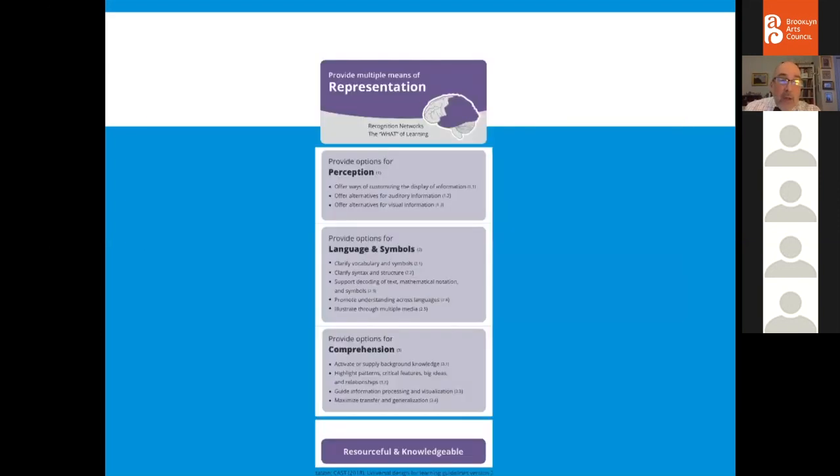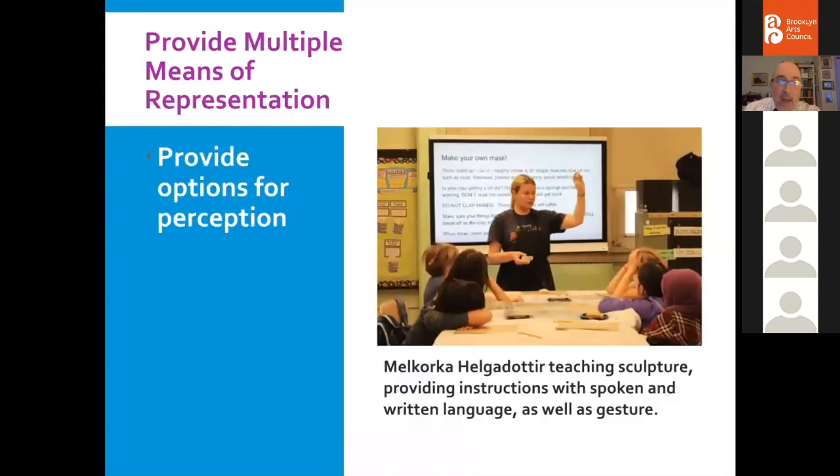Now we're going to look at the three related guidelines for that. First is provide multiple means of representation. So provide options for perception, meaning that there are different ways in which the information is shared, and different ways that the information is taken in by the students.